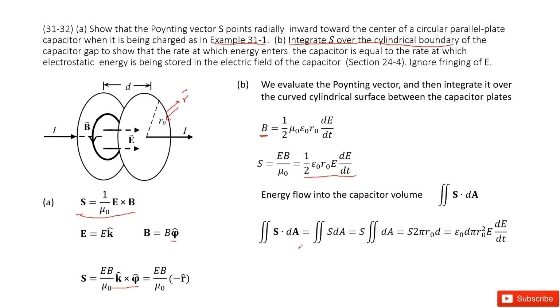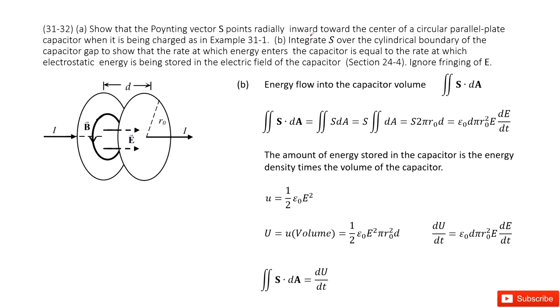So the integration looks like this: S dot dA. We can write it in magnitude as S dA, and S does not change over this region, so S comes out. The area of this cylindrical capacitor boundary is 2πR0 times d. This is a circle around the capacitor times d, which is the area of the gap of this capacitor. So we get it there, and we did the first part.